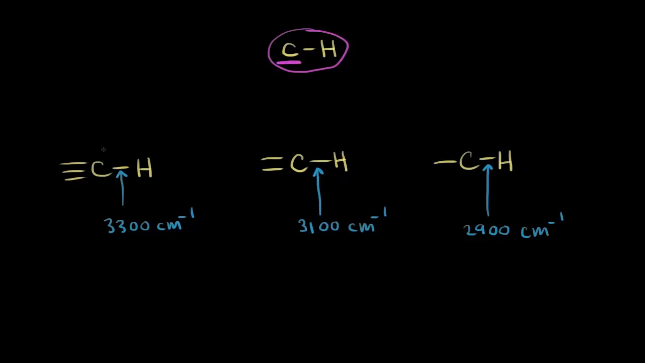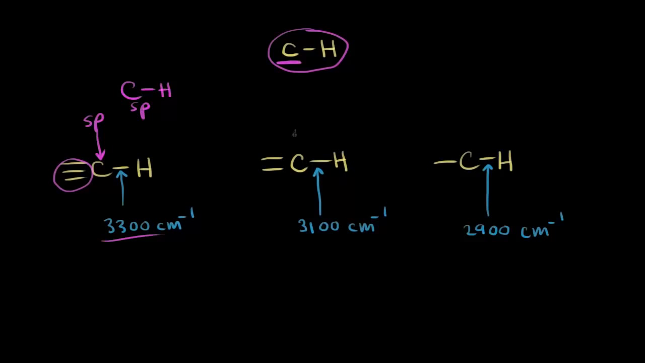So let's look at some examples here. If we look at an example where the carbon is sp hybridized, we know this is an sp hybridized carbon because we have a triple bond here. So we're talking about a carbon-hydrogen bond where the carbon is sp hybridized. The signal for this carbon-hydrogen bond stretch shows up at about 3,300 wave numbers.